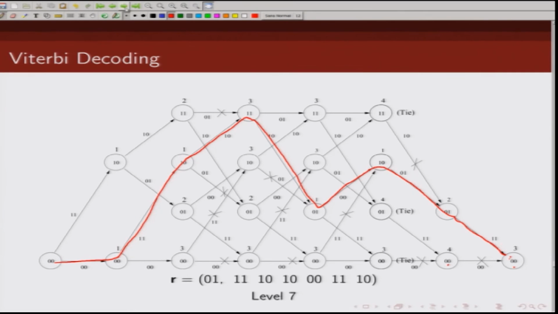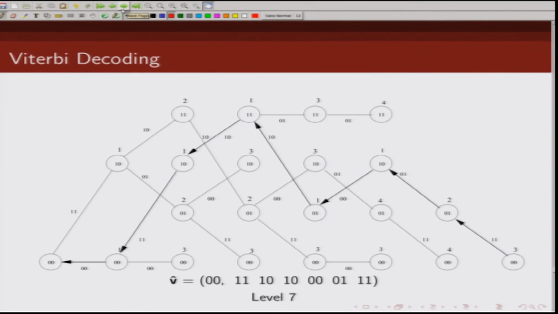And this is shown here. This is my backtrack path and this is my estimated code sequence. So, this is how we decode a convolutional code using the Viterbi algorithm.